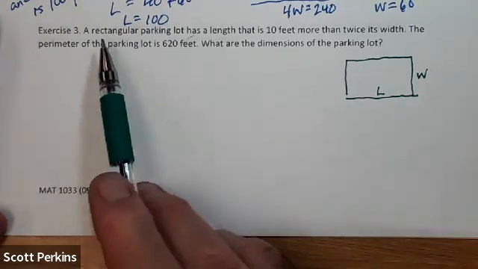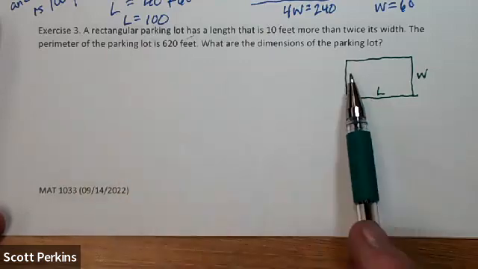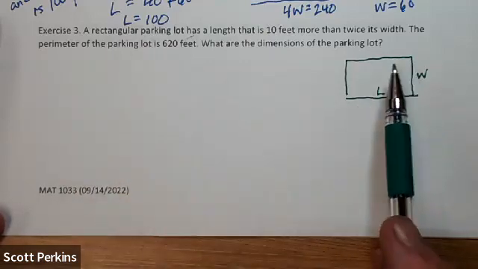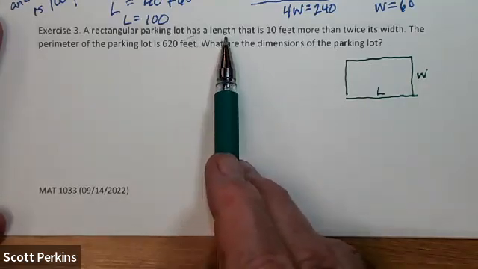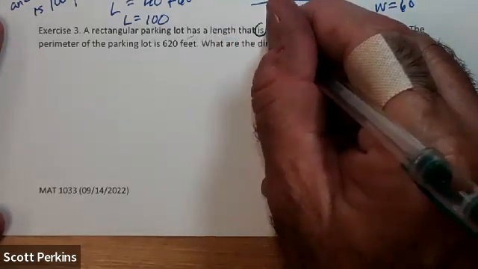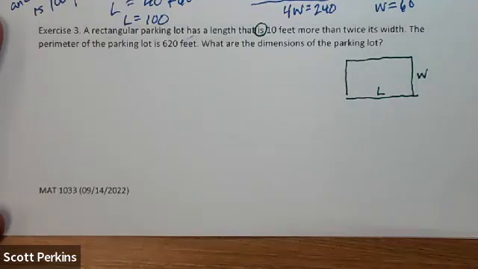So this time we've got a rectangular parking lot. I've drawn the same picture as I did before, L for length, W for width. The parking lot has a length that is, the word "is" is my relationship word. It means equals. Anytime you read "is" in a problem, that's equal. It's giving you the relationship between the two sides. The length is 10 feet more than twice the width. So let's stop there. What equation does that tell you to set up?